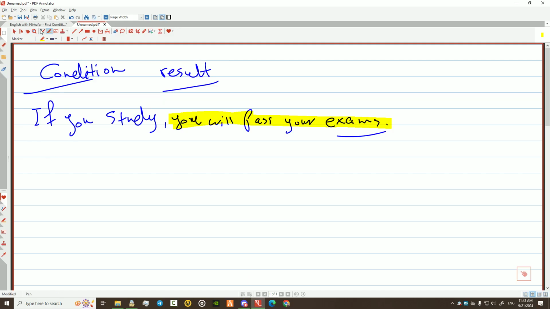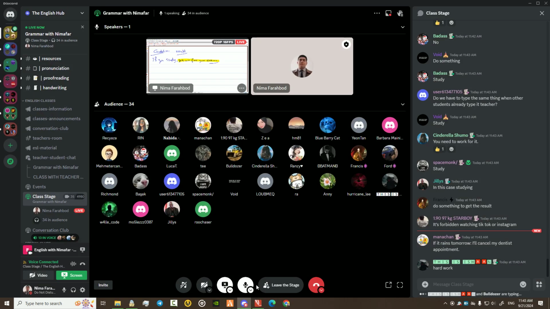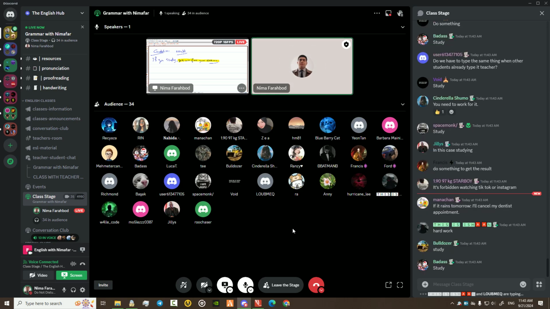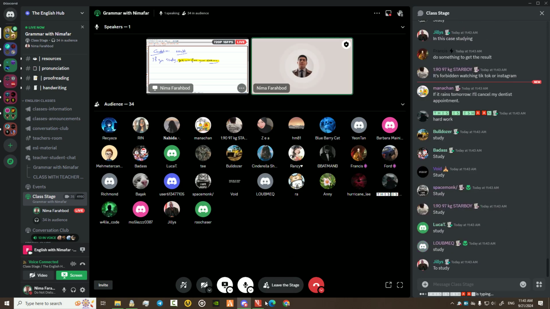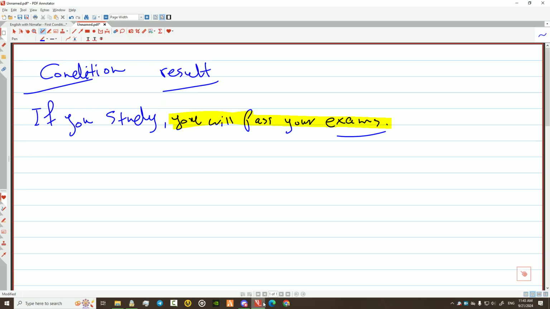Very good. So if you want to say condition and result, which one is the condition? A study or pass? My condition. A study. And on the other hand, passing is the result. So we have two different things in this case.